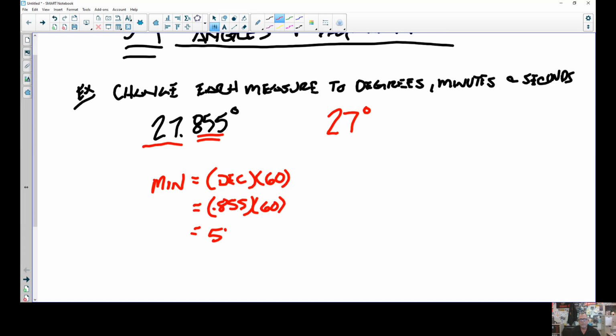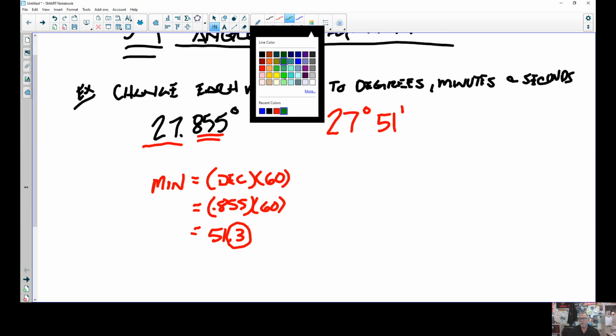So what does that tell me? Well, that's 51.3 minutes. So what I'm going to do is take that number and put it up here as the minutes, not the whole thing, because I want whole minutes. So it's 51 minutes, and we use a single dash, kind of like feet, right? But it's now minutes. And then we say we still got 0.3 minutes. So how do we change minutes to seconds? Because we want the fraction of minutes.